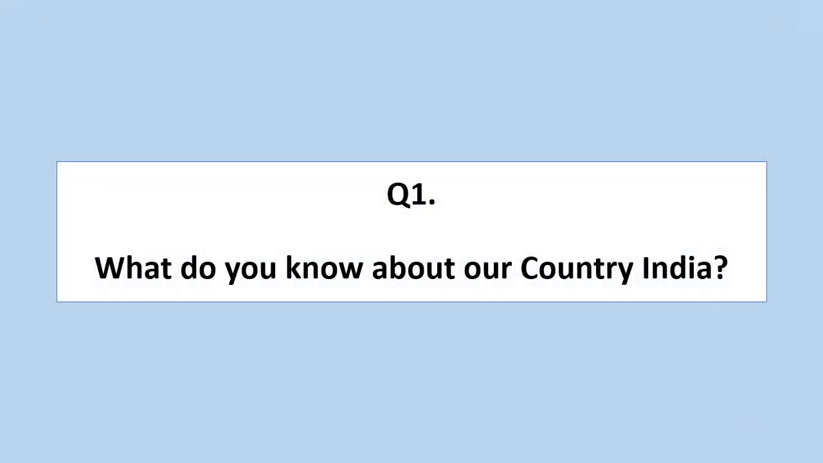In this lesson, we are covering three aspects. They are India, its size and location, and how the location of a country benefits us. So let us start. We'll start with our first question. What do you know about our country, India?